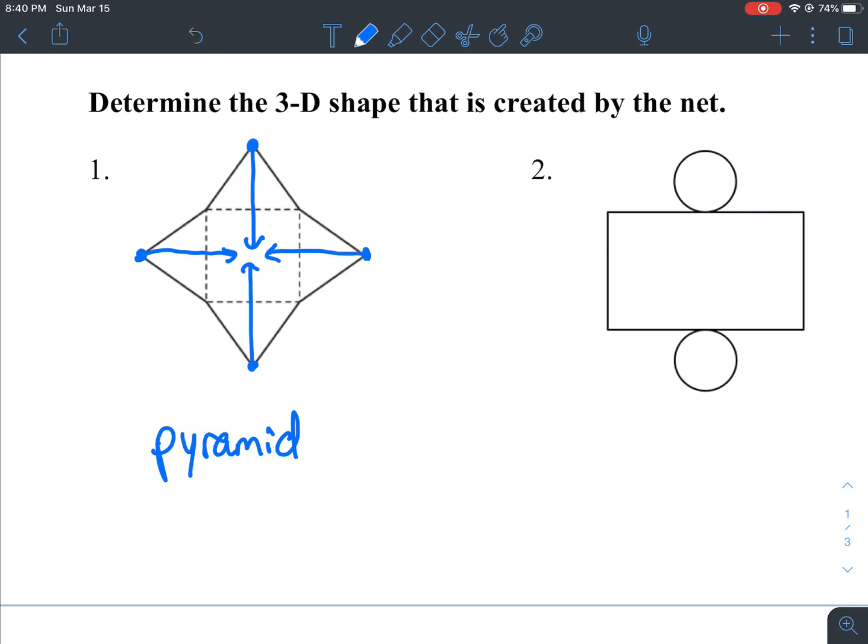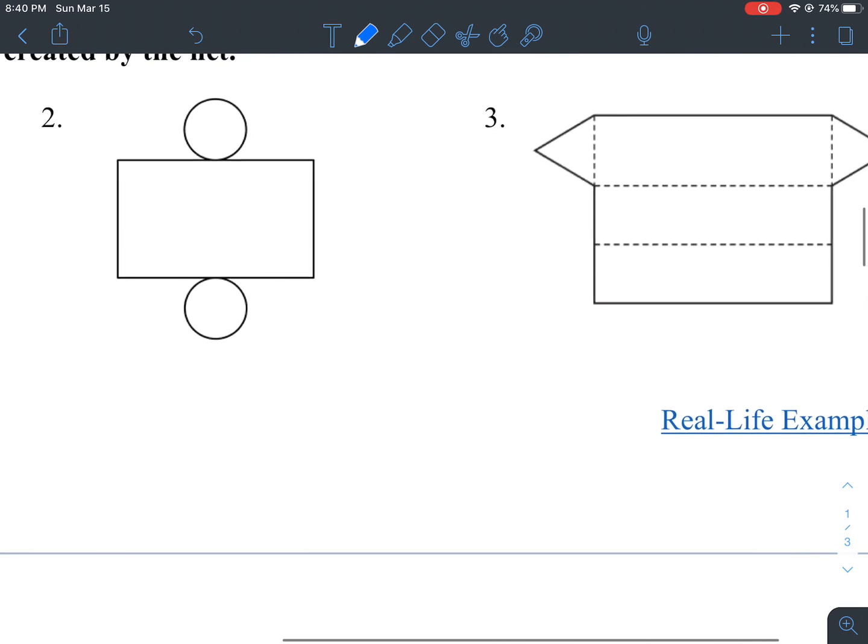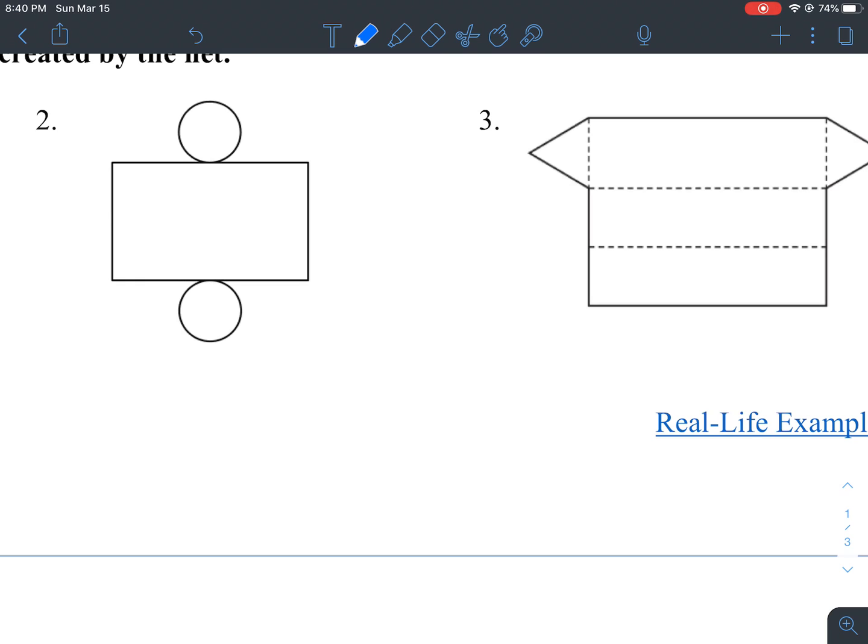Okay. So if you'd like, you can pause the video for a couple seconds while you write out what you believe questions 2 and 3 are going to turn into. Otherwise, just continue to follow along. For question 2, we have a circular top and a circular bottom, and we can see that the rectangle would kind of wrap around those circles. This would end up creating a cylinder.